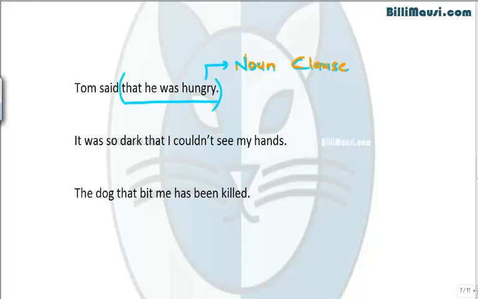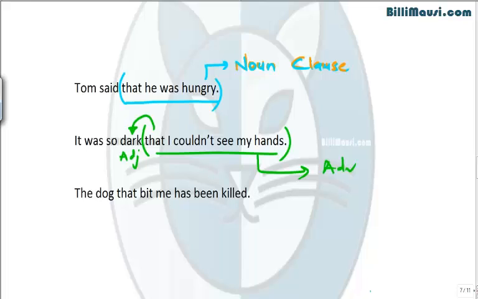Let's move to the next example. It was so dark that I could not see my hands. Here the dependent clause is that I could not see my hands. So that is modifying, or giving more information about, dark. What is dark? Dark is an adjective. So this entire clause is an adverb clause. Let's move to the next sentence. The dog that bit me has been killed. The dependent clause is that bit me. That bit me is modifying the dog, qualifying and identifying which dog bit me. So this is behaving as an adjectival clause.